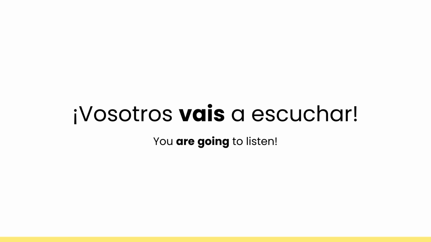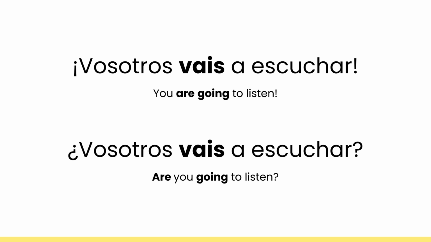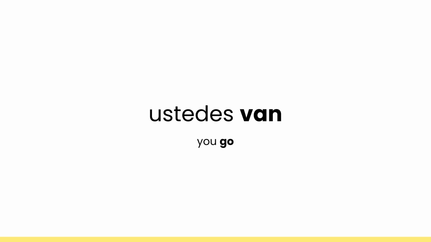In Spanish, it's very important to understand that we don't do this. So vosotros vais a escuchar means you are going to listen, but if you simply change the intonation of your voice, it's exactly the same phrase. However, just because you say it with a different tone of voice, you now turn it into a question. So that's a big difference between the English and the Spanish language. And it's very important to understand that. Alright, enough with the talking. Let's move on to the next conjugation, which is ustedes.